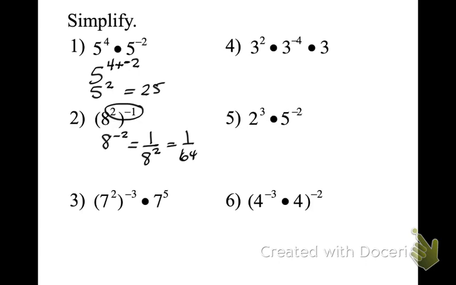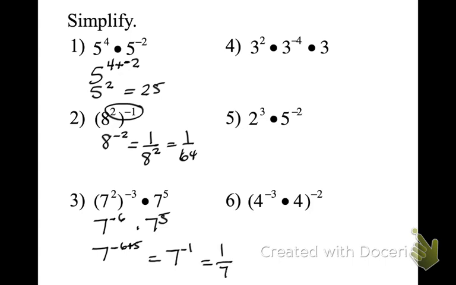Okay, now I'm doing. What are we doing first, Sophia? You write 7 to the negative third power. Okay, what does that simplify to? Negative 6 power times 7 to the 5th. Now I can do 7 to the negative 6 plus 5. That equals 7 to the negative 1, which is 1 over 7.